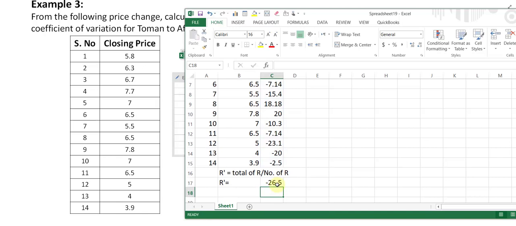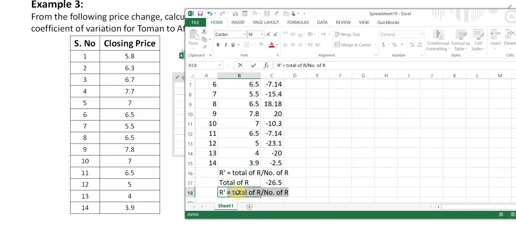Total of R is equal to how much? Minus 20. So total return is minus. So this is not R bar, right? So this, we can say, is total of R. Total of R is equal to how much? This much. So after total of R, the next one is R bar.